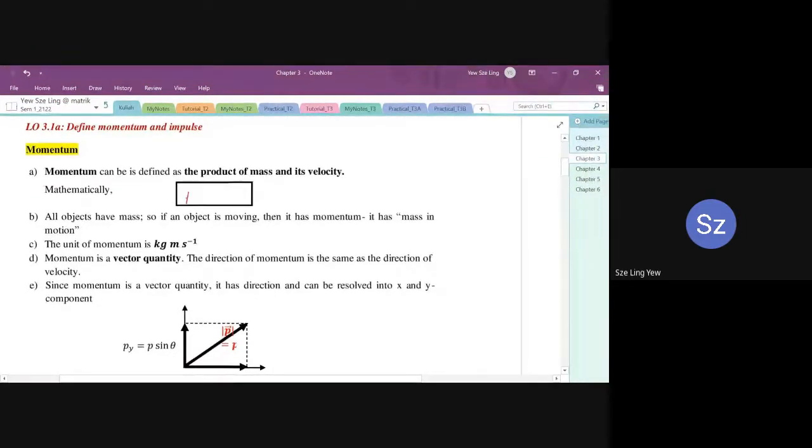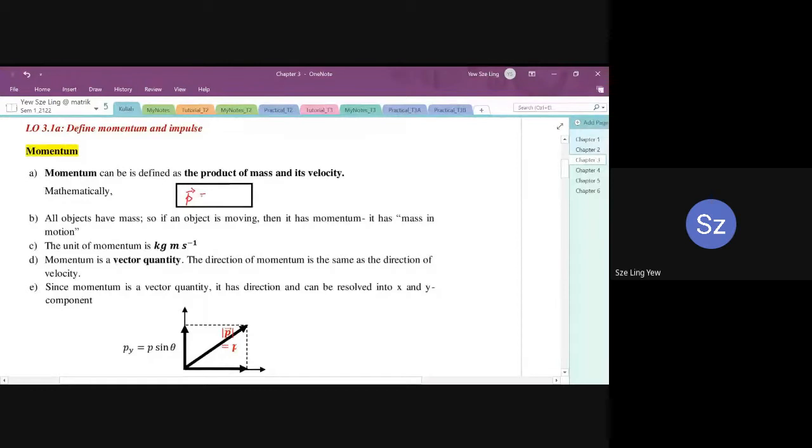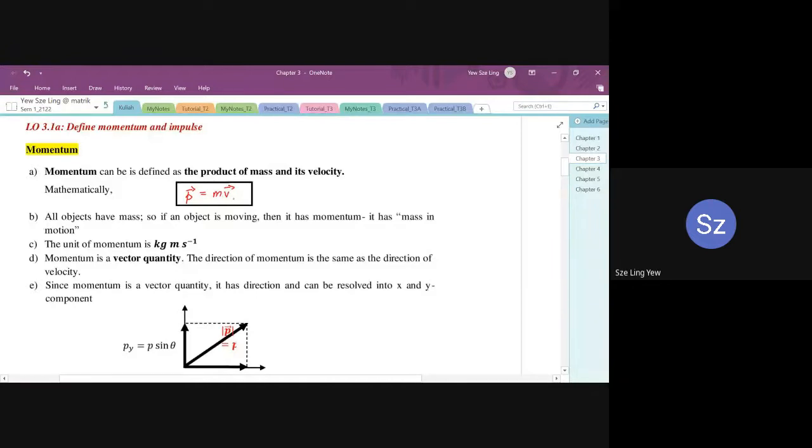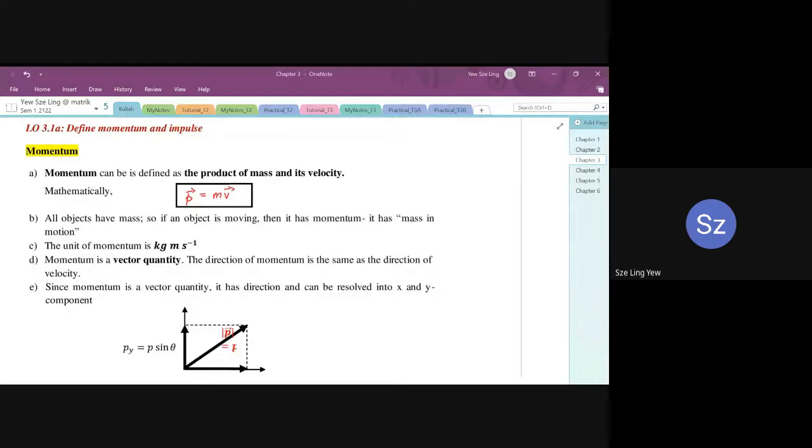So we have P, but P is a vector, which is equal to mv, because it's a multiplication between one vector and one scalar quantity. Therefore, P is a vector quantity. So make sure to put an arrow above it. Of course, in an exam, when it comes to calculations, you don't have to write the arrow above it, but the definitions you need to include because it is a vector quantity. So all objects have mass. So if an object is moving, then it has momentum. So it has a mass in motion. That is the meaning of momentum.